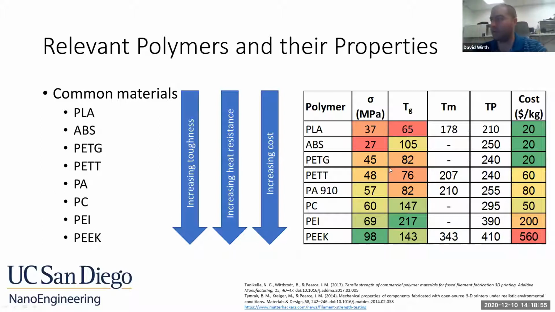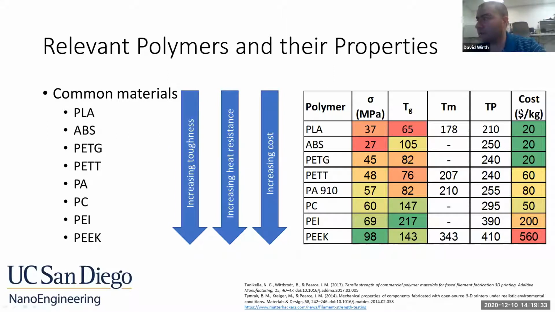Another thing to think about: some of these polymers are amorphous, right? ABS, PETG, PC, and PEI are amorphous polymers. They do not exhibit a melting point, but they do exhibit a Tg. And some of them are semi-crystalline, right? PLA, PET, nylon, these are all semi-crystalline. A good rule of thumb is that amorphous materials can generally be made transparent. Semi-crystalline are generally opaque or cloudy, right? That's a good way to tell.